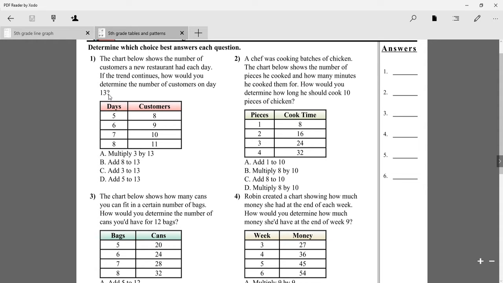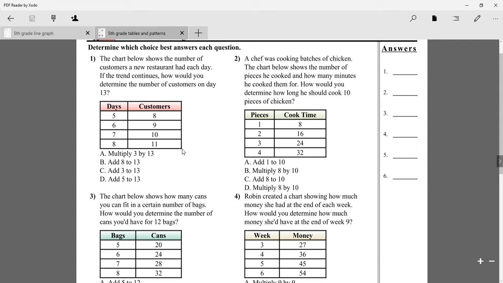Now, these are interesting multiple choice questions because they're actually asking you how to find the answer as opposed to what the actual answer would be. So I just want to point out a couple of things.